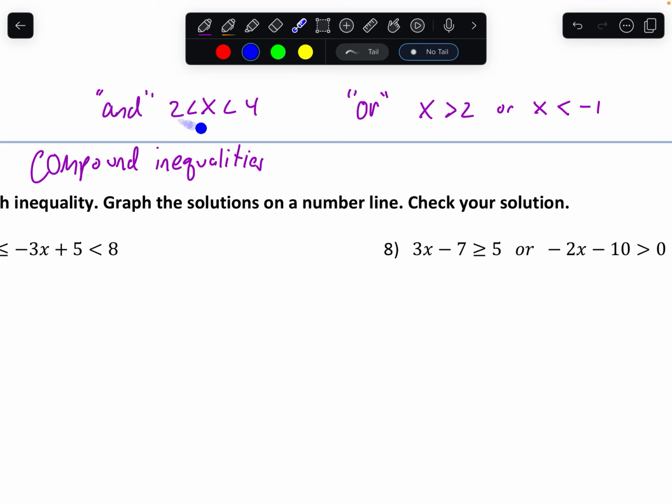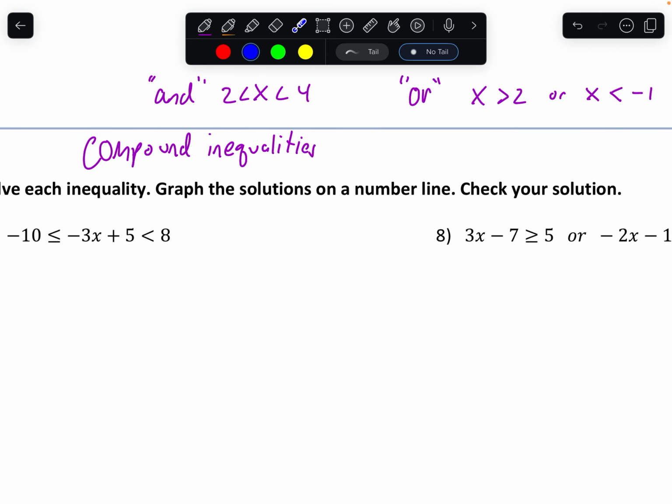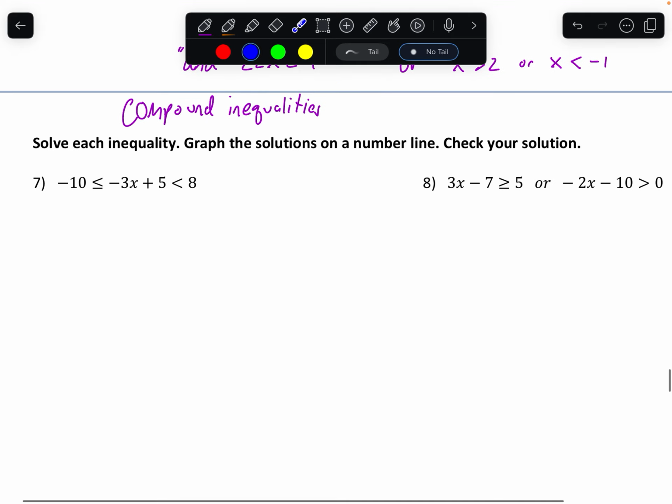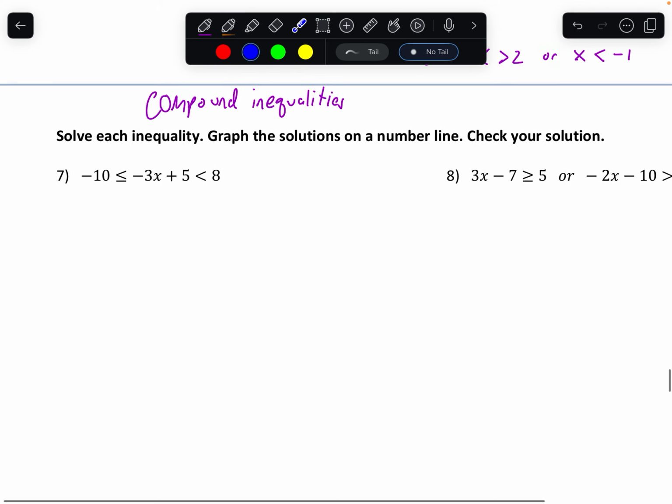So here there are lots of numbers that are bigger than 2 and less than 4, like 3 or 2.9 or 3.7. There's lots of numbers in this space that do both of those things. But there are no numbers that do both of these things. You can be bigger than 2, like 5, or you can be less than negative 1, like negative 5. So it's either this or that. These are called compound inequalities because they're two inequalities at once, like in chemistry, compounds are mixtures of multiple elements. Basically, you can solve it the same way, but it's like solving two problems at once.